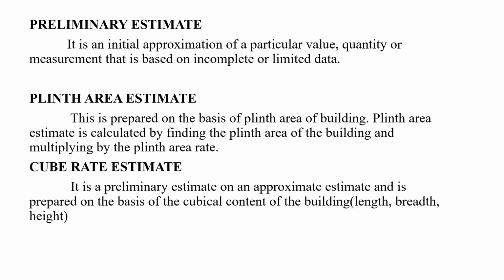For a storied building, the plinth area estimate is prepared for each story separately. Next, cube rate estimate or cubical content estimate. A cube rate estimate is a type of preliminary or approximate estimate, and it is prepared on the basis of the cubical content of the building. What is meant by cubical content is three important basic dimensions: length, breadth, and height.